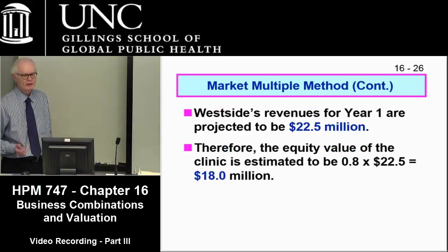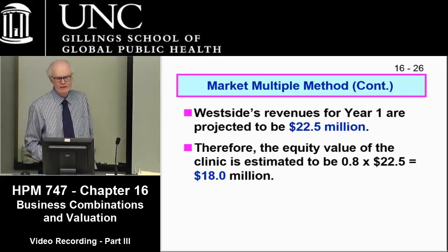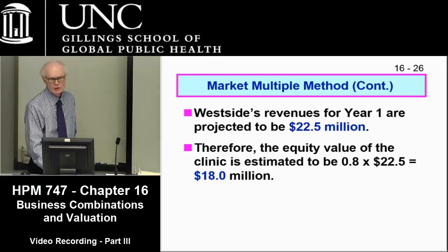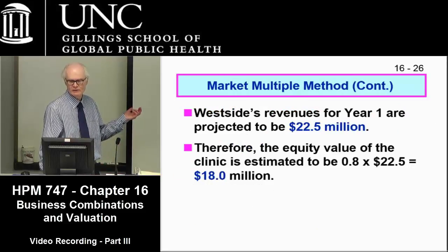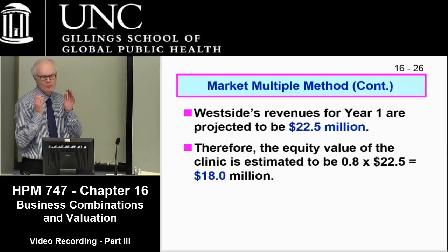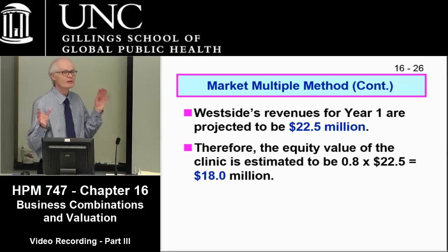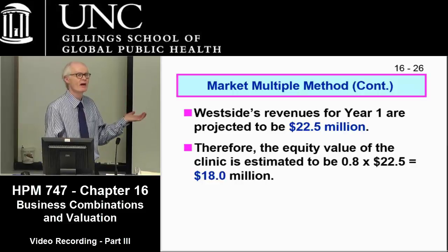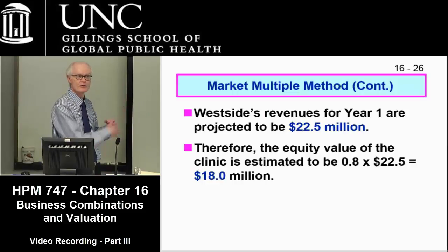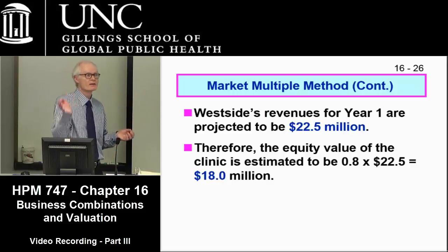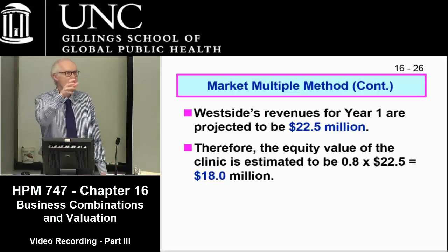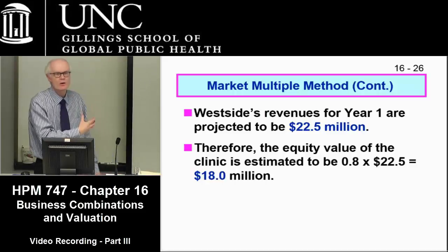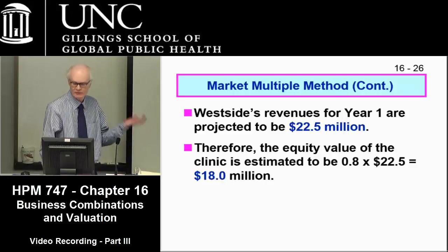So for this particular clinic, we estimate their year 1 revenues are $22.5 million. If we use the 0.8 equity value to revenues multiple, we simply take the 0.8 and multiply it by the 22.5 estimated revenue to get an equity value of $18 million. That's all they're doing when they use market multiples. We're looking around at similar sales that have happened in the market, calculating the ratio, and then applying that ratio to our own data: our own revenue, our own net income, our own number of beds.